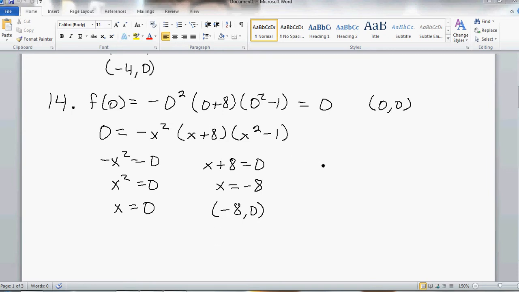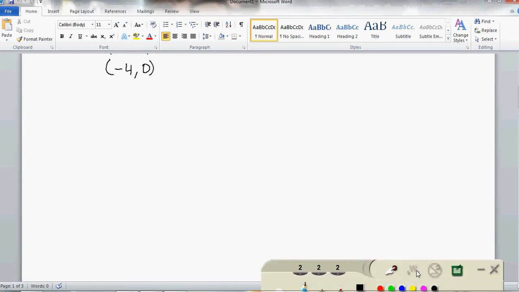And then finally, x squared minus 1 will equal 0. Add 1 to both sides, x squared equals 1, and take the square root of both sides so that x equals plus or minus the square root of 1, which is equal to 1. So that means it would be 1, 0, and negative 1, 0. And so the four intercepts will be 0, 0, negative 8, 0, 1, 0, and negative 1, 0.